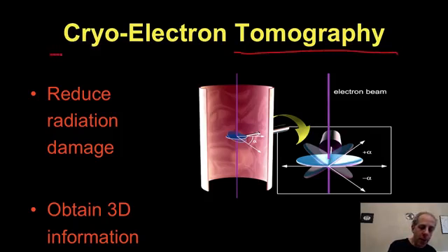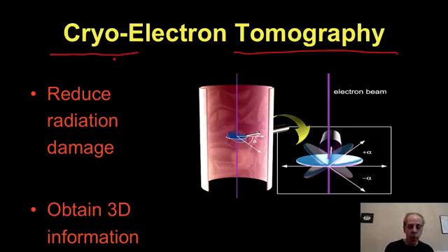Now, what do I mean by cryo? First of all, we now know what's electron. Instead of electron microscopy, we say electron tomography because we have multiple projections. Cryo is because with the specimen, before we put it here, we freeze it at cryo temperatures.